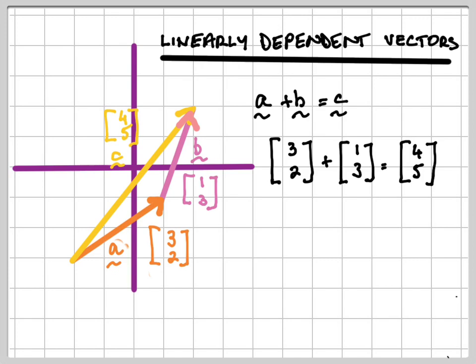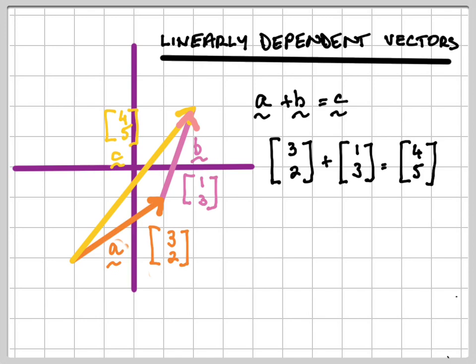You could note, by the way, that we don't have to limit ourselves to consideration of A plus B equals C. We could say C plus negative B would lead to vector A. So they are, in various ways, linearly dependent. I also want to point out at this stage that all we need is a combination of vectors, including scalar products of those vectors, to satisfy the property of linear dependence.